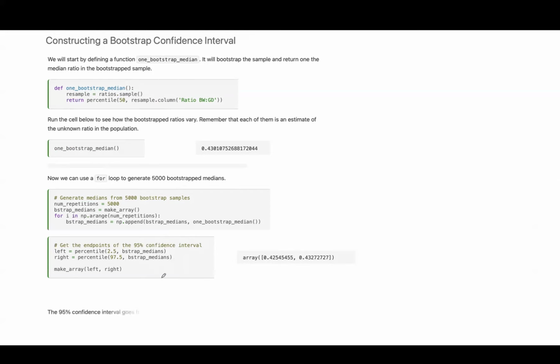The 95% confidence interval goes from about 42.55% to 43.27%. So we're estimating the median birth weight to gestational days ratio in the population, which is somewhere in the interval 42.50% and 43.30%.